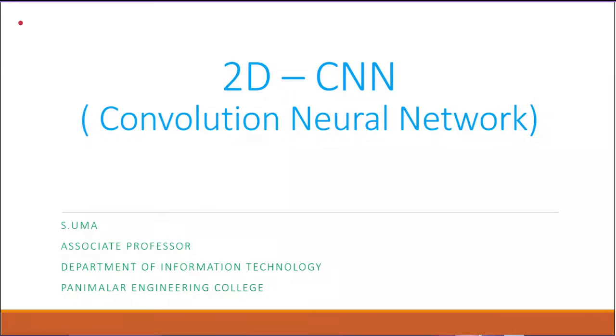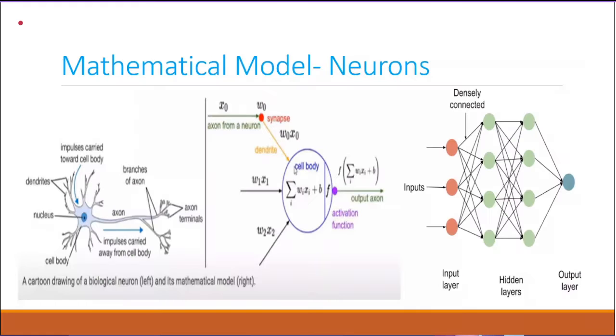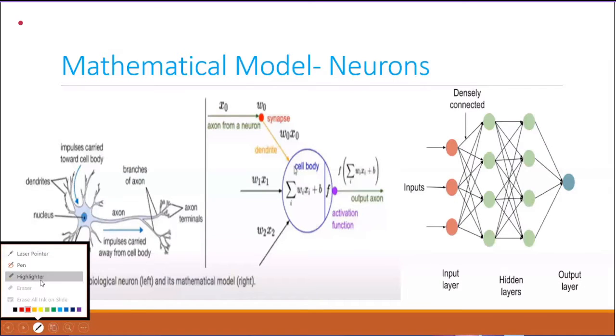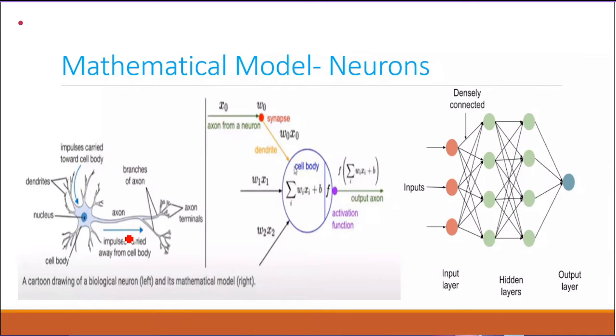Now we'll go for my topic today, 2D CNN. That is, we can call it convolutional neural network, and how it is applied to two-dimensional images. This is a general representation of how neurons correlate with your layers. First, the biological neuron has a nucleus, axon, cell body and branches of axon, which is converted into a notation, a symbol, we can call the cell body.